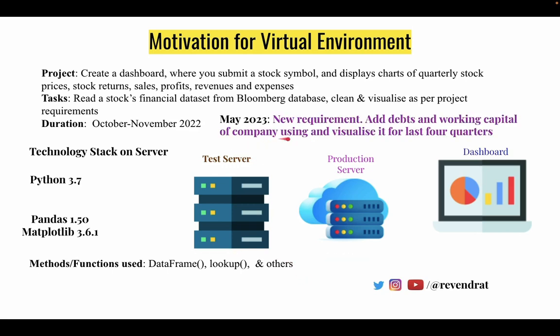Say in May 2023, your client came back to you and gave you new requirements. Hey, along with the details that you're displaying as a part of the dashboard, why don't you add debt as well as working capital of that company and ensure that it's visualized for the last 4 quarters. Given these requirements, which are fresh, what is your strategy to incorporate this new requirement into the existing production code?